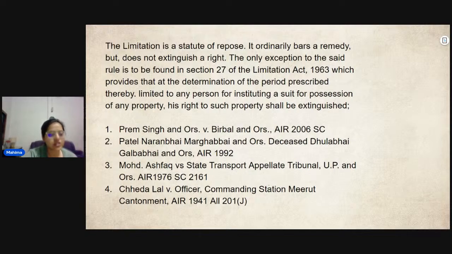This was held in which case? Prem Singh and others versus Birbal and others, AIR 2006 Supreme Court. Patel Naran Bhai, Margha Bhai and others versus deceased Dhula Bhai, Galba Bhai and others, AIR 1992. Muhammad Ashfaq versus State Transport Appellate Tribunal, UP and others. Chheda Lal versus Officer Commanding Station Meerut Cantonment, AIR 1941 Allahabad 201.